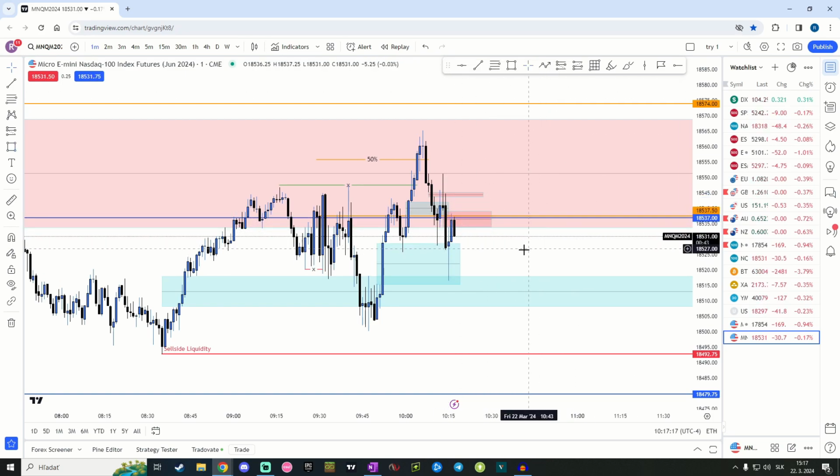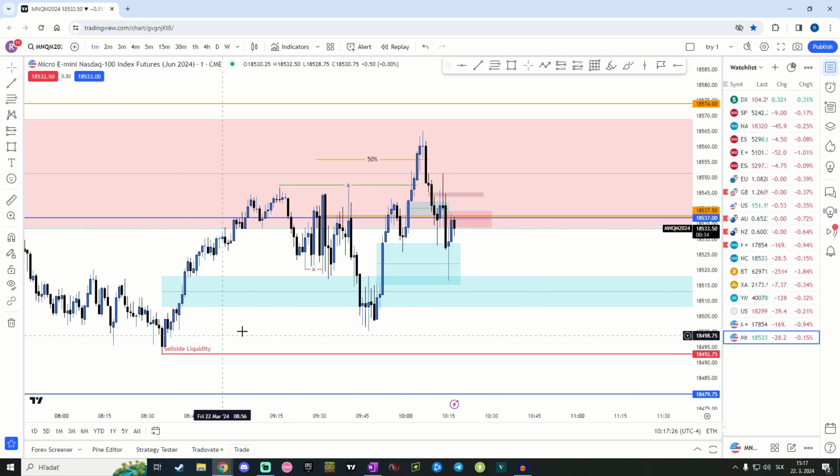Respecting the midpoint of this 1 minute fair value gap. Also touching again the opening range gap. To be honest, I would like to see the market drop down for the sell side liquidity. But that's something that I would want. I don't think I can demand that from the market.